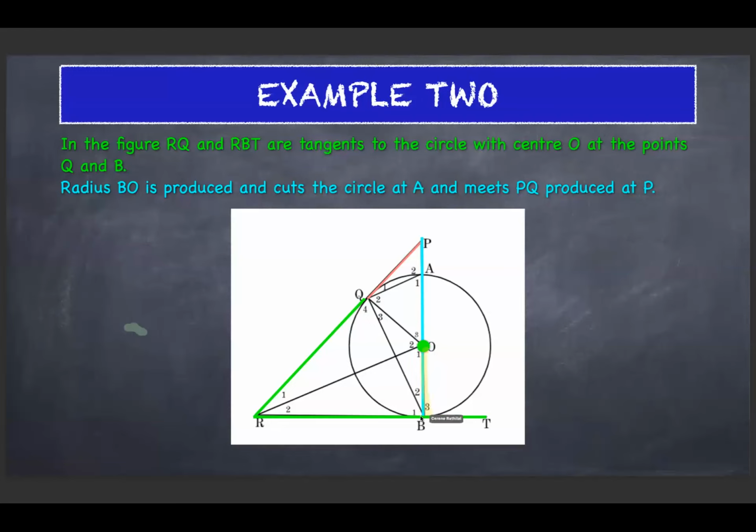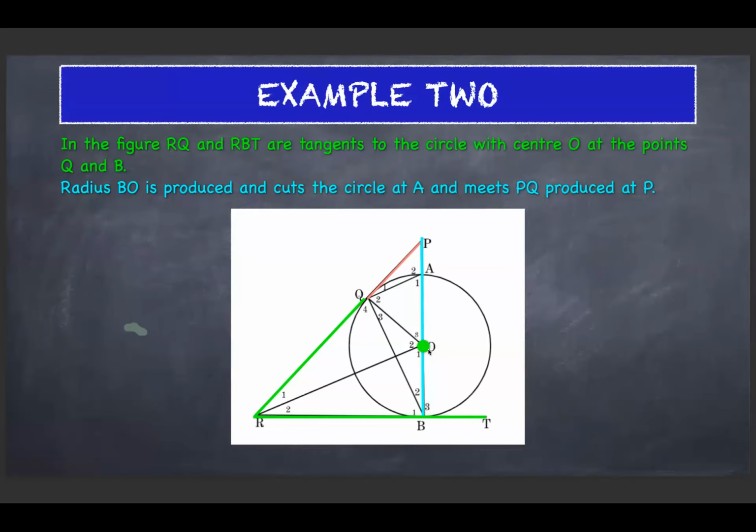So OB is a radius. Radius BO is produced, which means it's extended and cuts the circle at A and meets PQ produced at P. So it's this long segment PB that it's talking about. So that's the information that we have. Now let's see what we have to find.